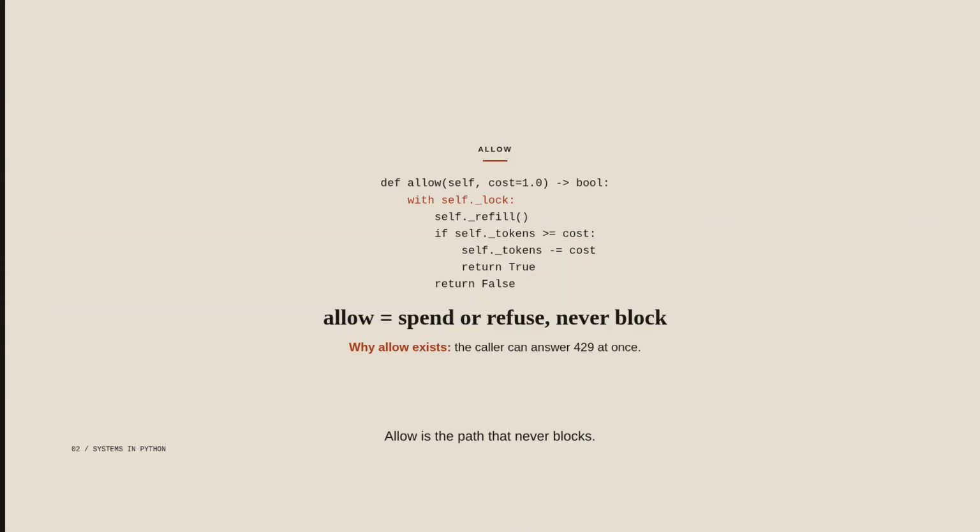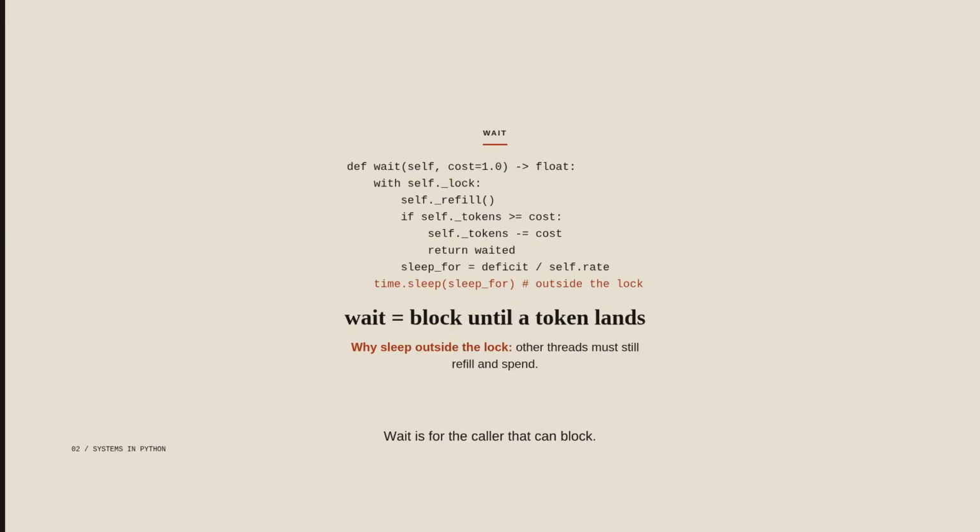Allow is the path that never blocks. It refills, then spends or refuses. Wait is for the caller that can block. If the bucket is empty, we compute how long until the next token lands. Sleep that long, then refill and spend. The sleep sits outside the lock, so other threads are not stuck.